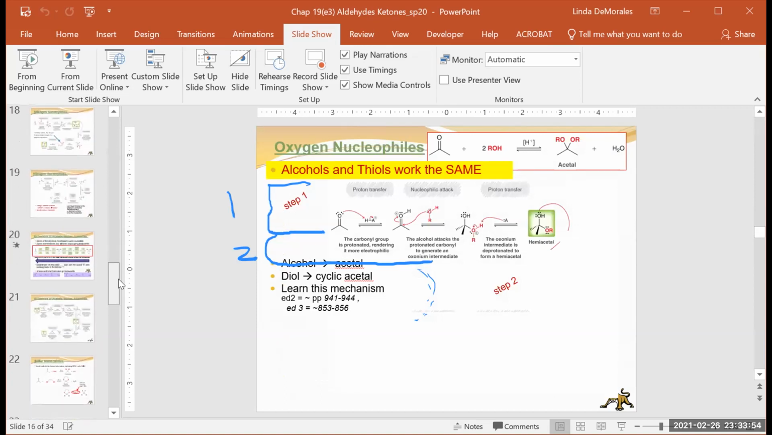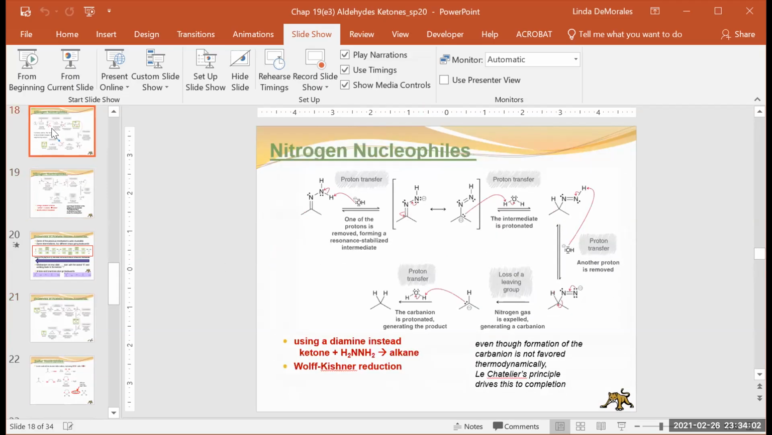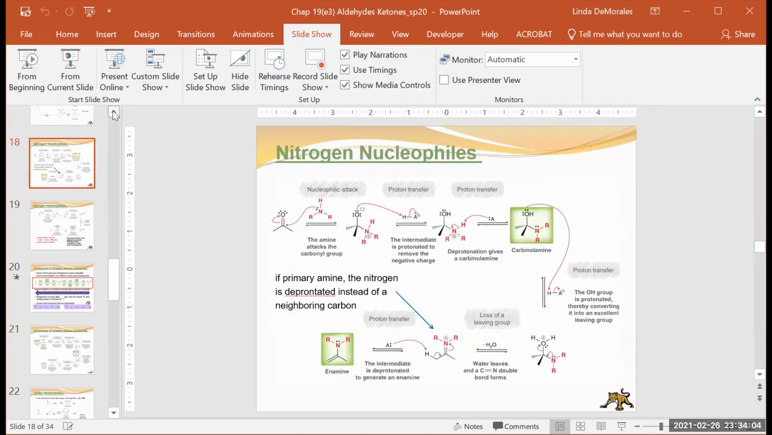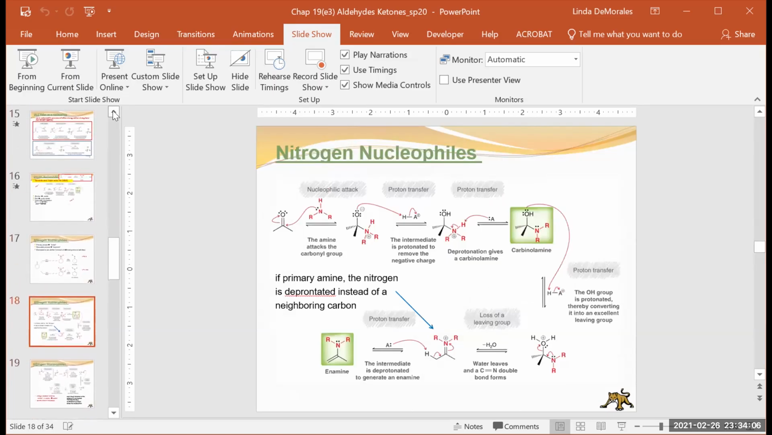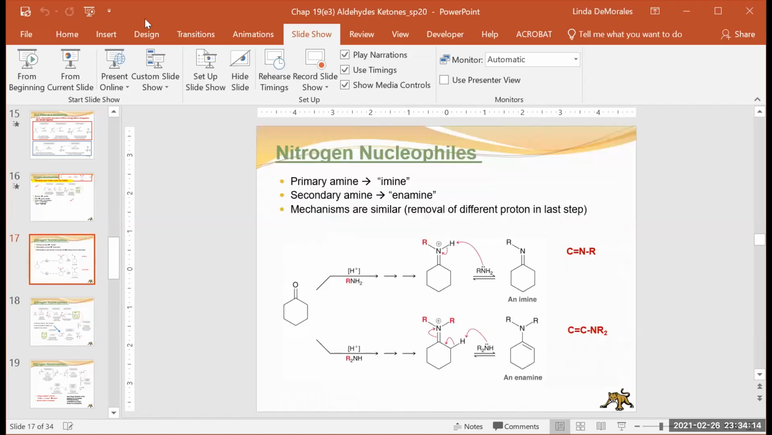Oh, past all that. Oh, yeah, no, we haven't done hydrolysis. We're right around in here. That was where we left off. Oxygen nucleophiles, we finished. I'm ready to start nitrogen nucleophiles.